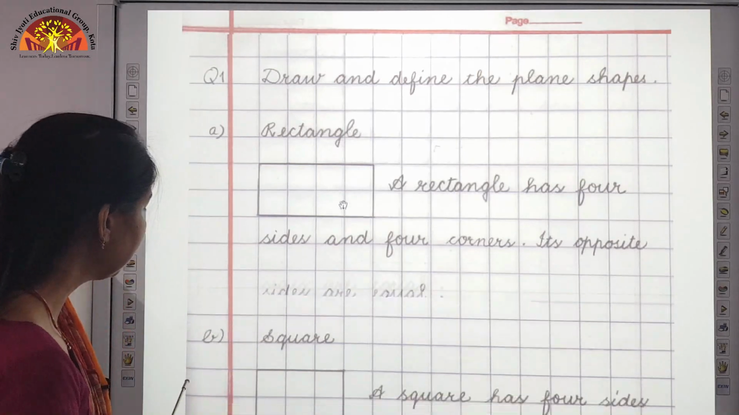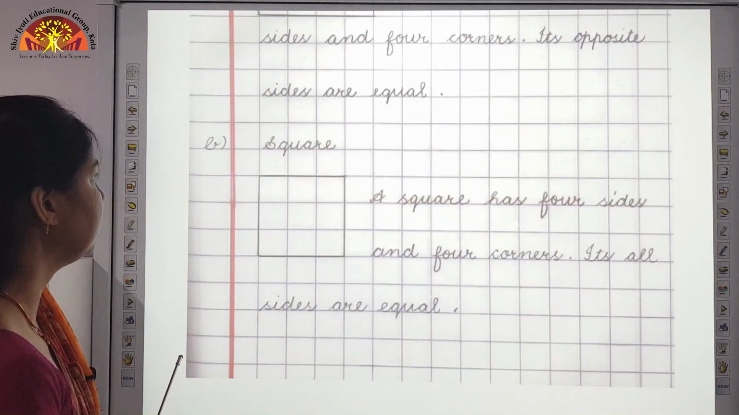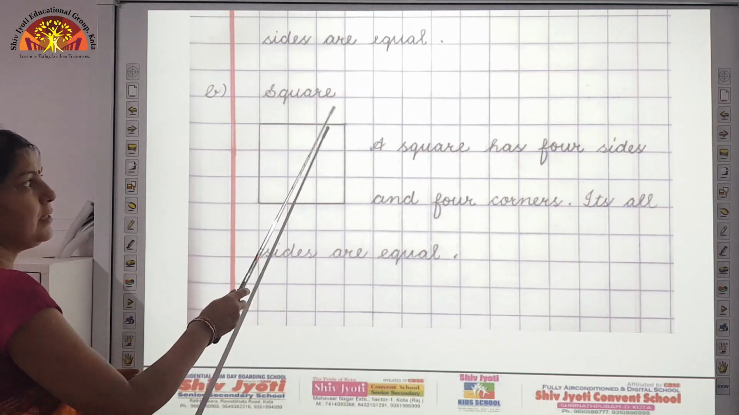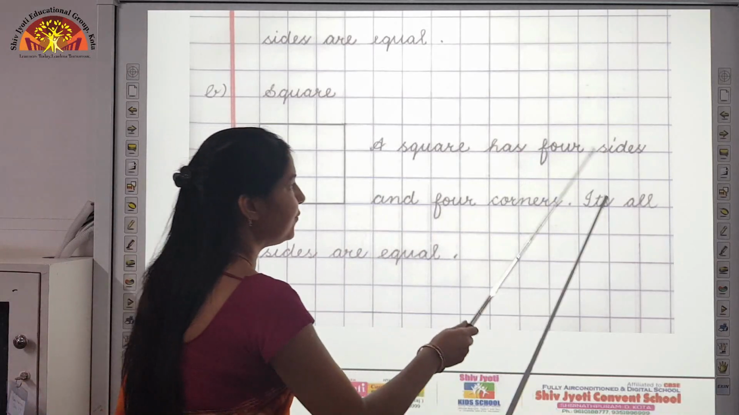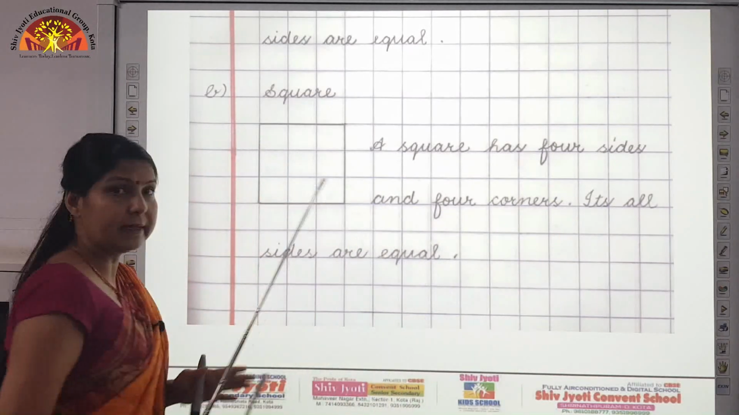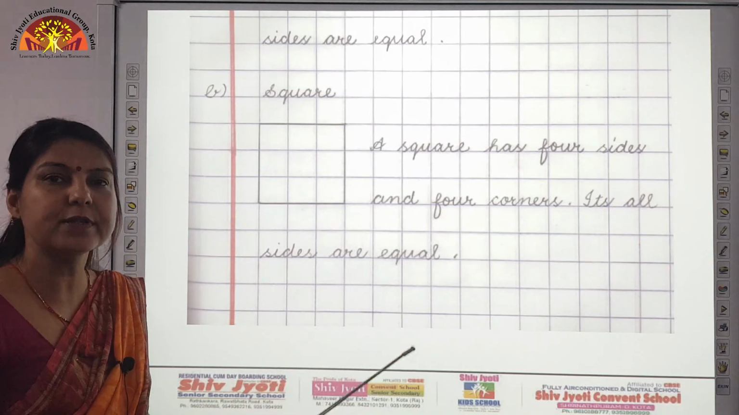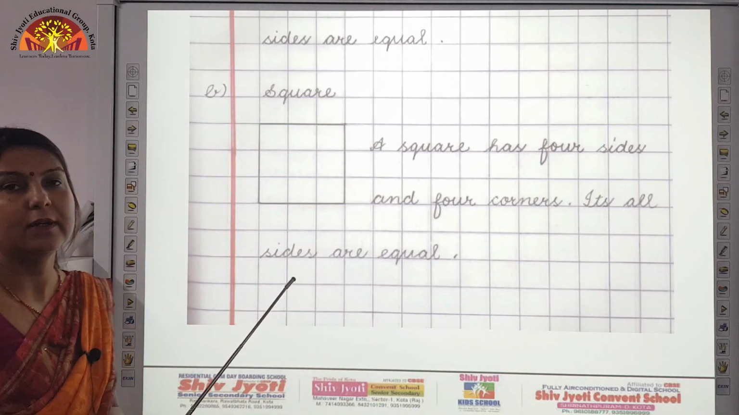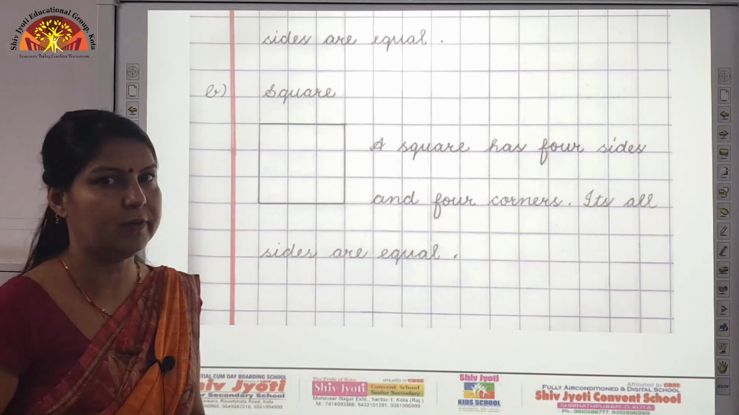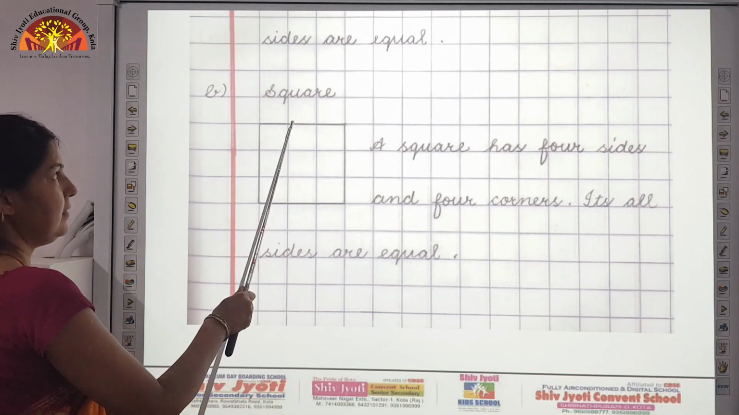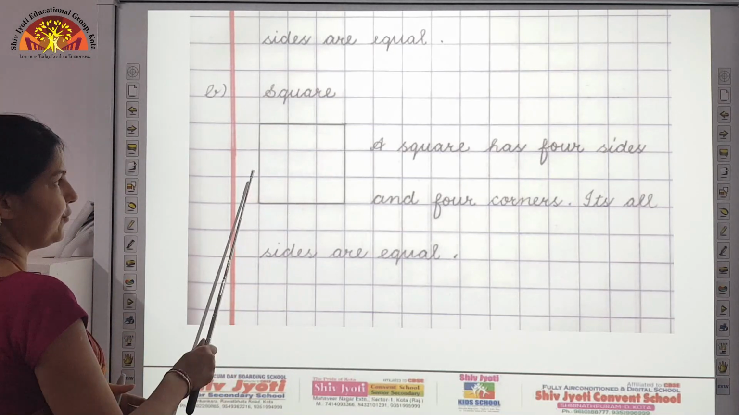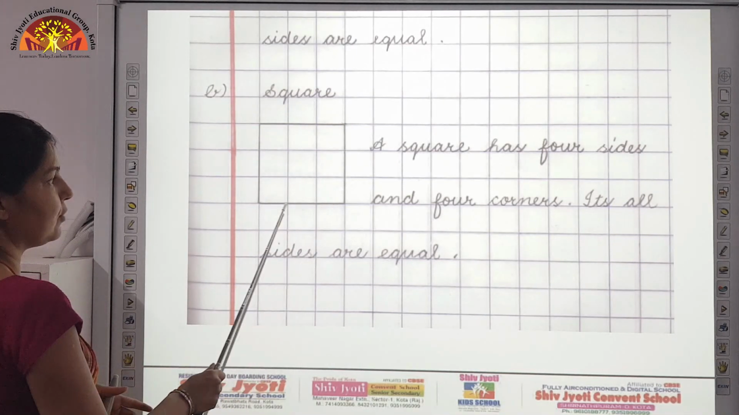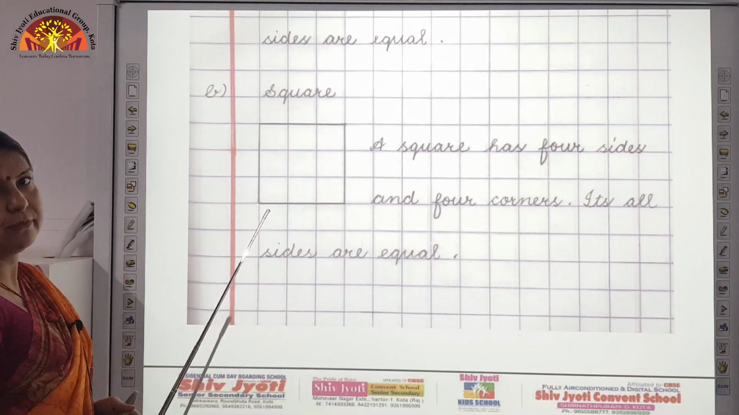Now we will see the second one, square. B, square. The spelling of square is S-Q-U-A-R-E. Now a square has 4 sides and 4 corners. Like a rectangle, children, a square also has 4 sides and 4 corners. But children, all its sides are equal. Okay. These are sides, 1, 2, 3, 4, and these are 4 corners. And you can see here all sides of a square are equal.